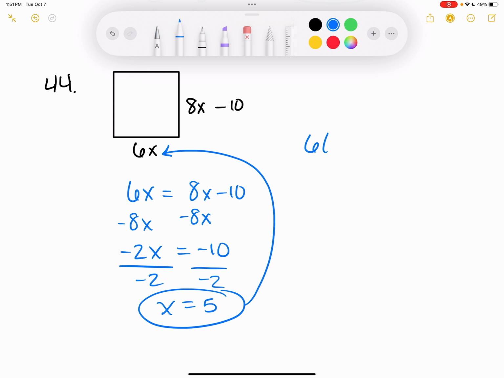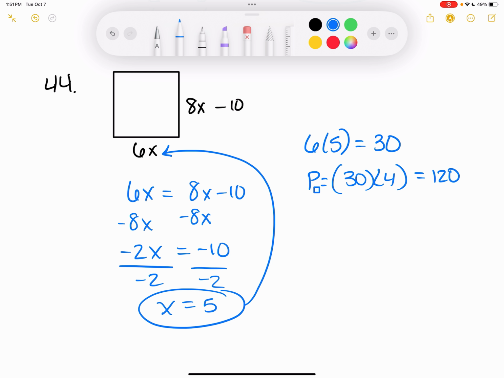So 6 times 5 is equal to 30. Now I can multiply that number by 4. 30 times 4 would be 120, equal to the perimeter of the square. Trying to draw my little square. Okay, so 120 would be the perimeter of the square.